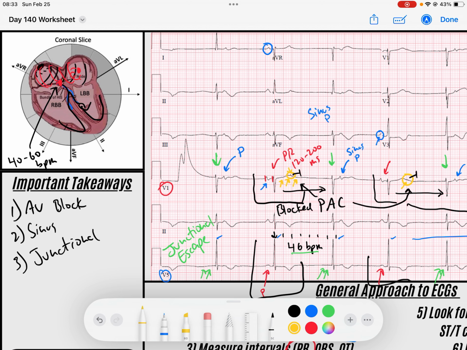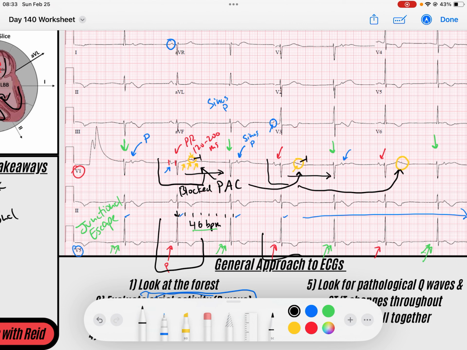After the blocked PACs, we're getting a pause until we get a junctional escape. And then what happens is that junctional escape occurs right before the sinus node is ready. So we're getting a junctional escape, and then a little bit after, we're getting a sinus P wave, because the sinus node is finally reset. So we're getting this same cycle where we have a P wave that conducts to a QRS, and then we get a premature atrial contraction that is blocked.